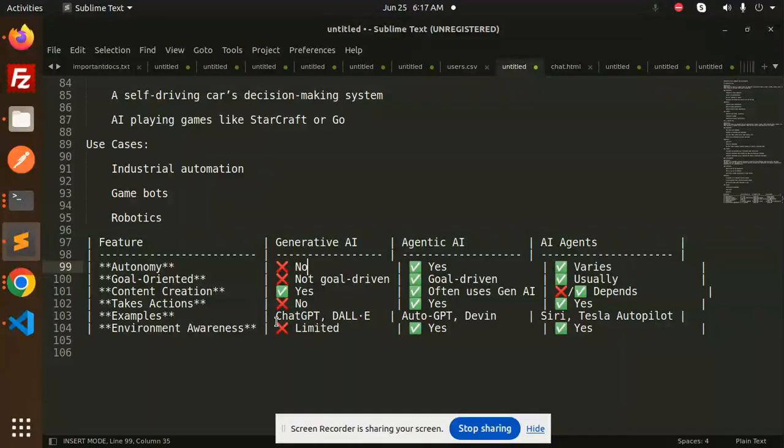The examples are ChatGPT and DALL-E for generative AI, AutoGPT and Devin for agentic AI, and for AI agents, Siri and Tesla Autopilot. Environment awareness: limited, yes, and yes. So I hope you get a clear idea of what generative AI, agentic AI, and AI agents are.